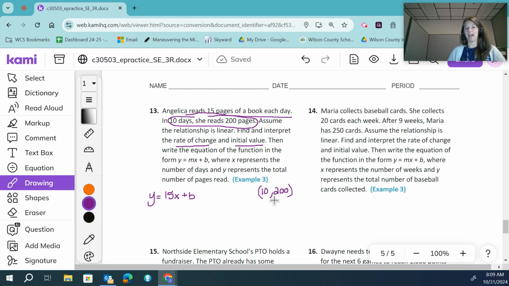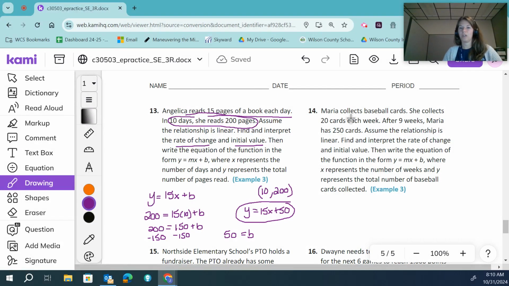So you would use these points for your x and your y values. So 200 equals 15 times 10 plus b. We would get 150 plus b equals 200. Subtract 150 from both sides, and b equals 50. So 50 equals b. So your equation for your function would be y equals 15x plus 50.